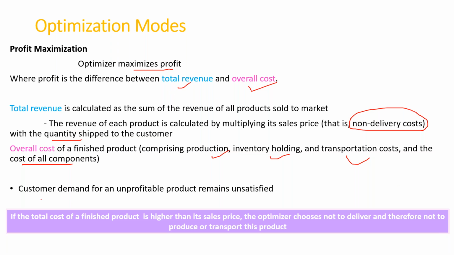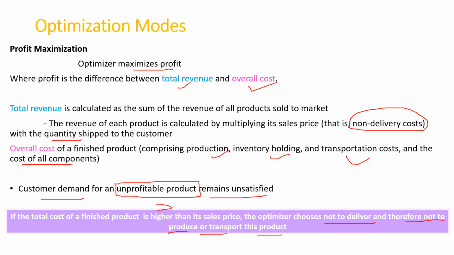So now the customer demand for an unprofitable product remains unsatisfied. This is key in profit maximization. To elaborate, if the total cost of the finished good is higher than the sales price, the optimizer chooses not to deliver, and therefore not to produce or transport this product. So that is profit maximization mode.